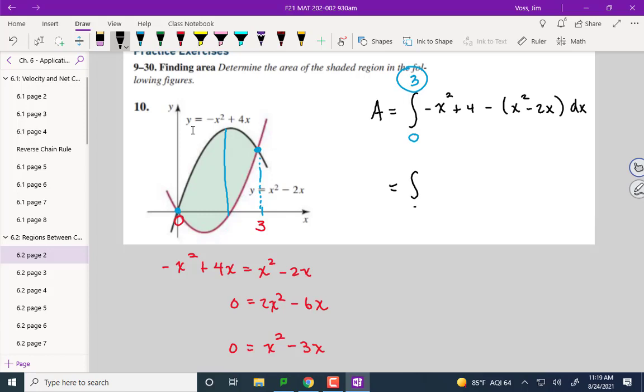So first we'll combine our like terms inside this integral. So we have minus 2x squared plus 2x, combining our like terms. Is that 4 supposed to have an x? It's 4x, yeah, you forgot to put the x. Thank you. So that is going to be negative 2x squared and then 6x. Does that sound right?